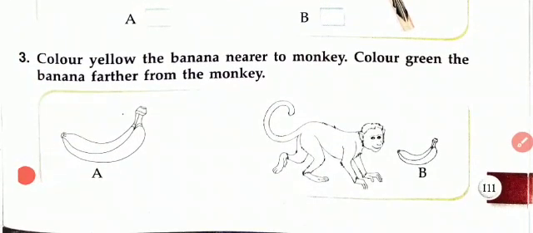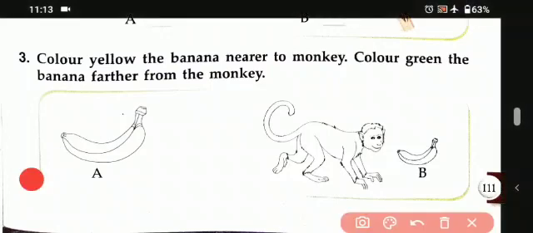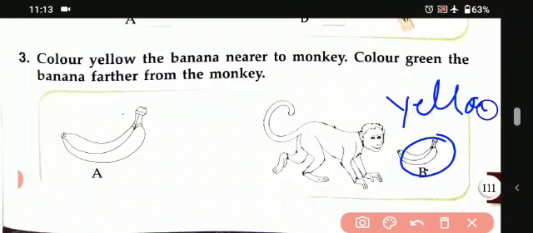Now we have a picture over here and we have to color it. Like, color the banana near the monkey yellow. That means this is the banana and we have to color it yellow. Okay, color the banana further from the monkey green. So this is the banana which is further from the monkey. Okay students, this is how we have to color it.